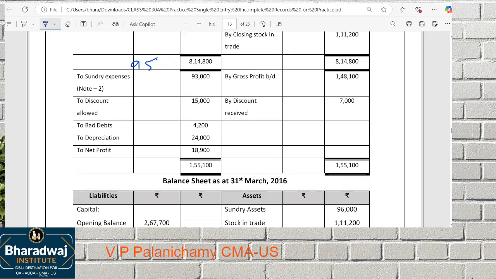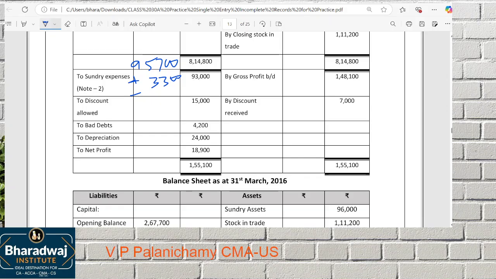95,700. Add outstanding at the end. What is outstanding at the end given? 3,300. Minus outstanding at the beginning 6,000, then this 93,000 will come. That is given as a working note also in your solution.